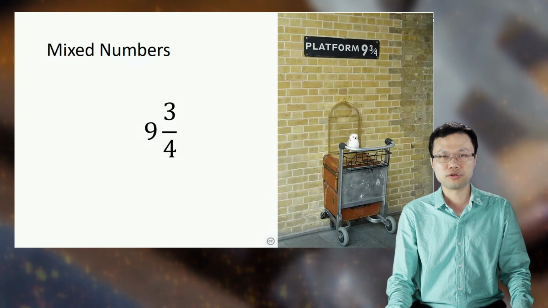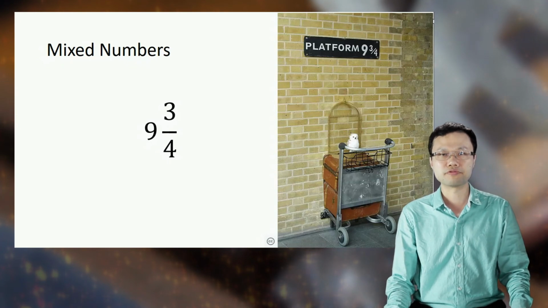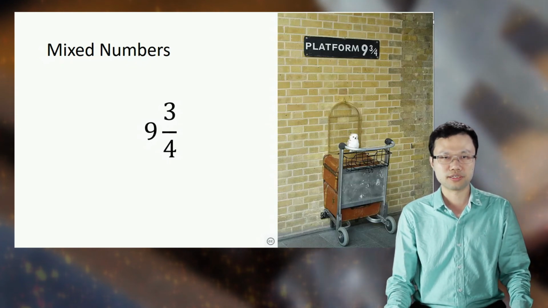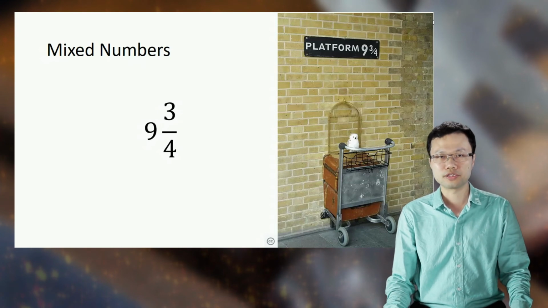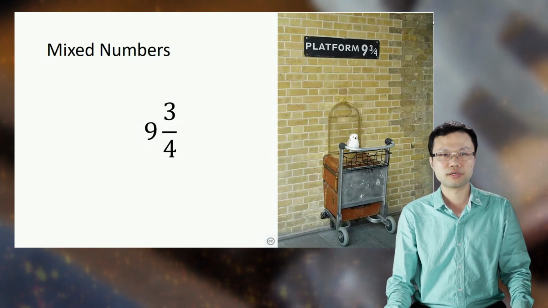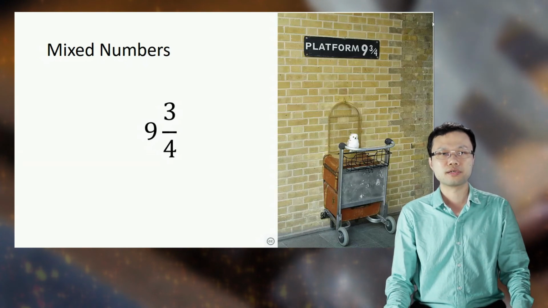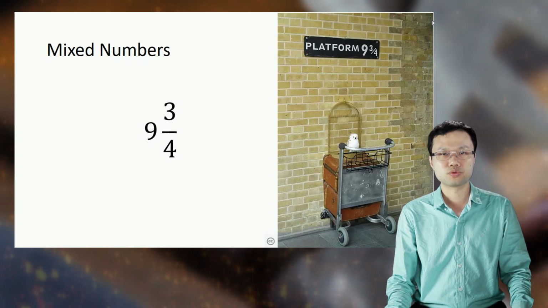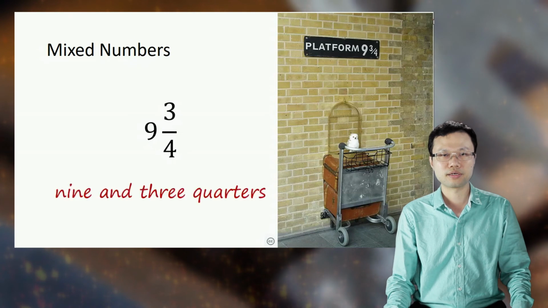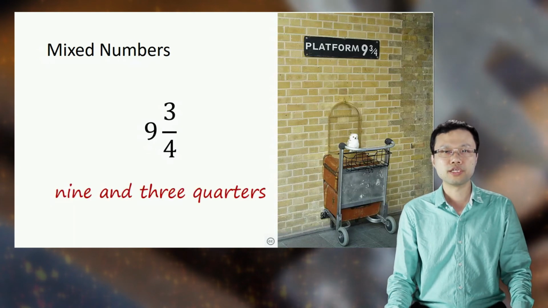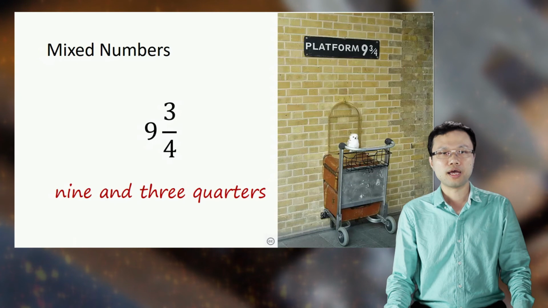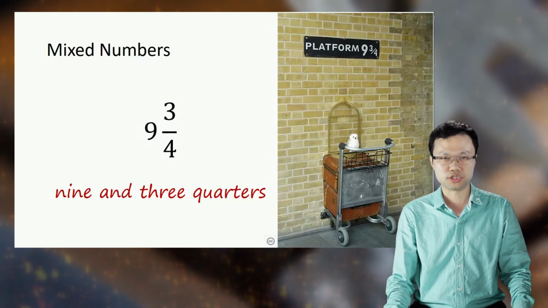You may first notice that this number is made of an integer and a fraction. That's why it is called a mixed number. This is a mixture of integer and fraction. The fraction part is 3/4 and the integer part is 9. So it is read as nine and three quarters. What this picture shows is the platform nine and three quarters.